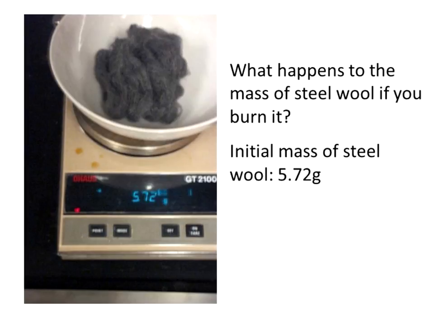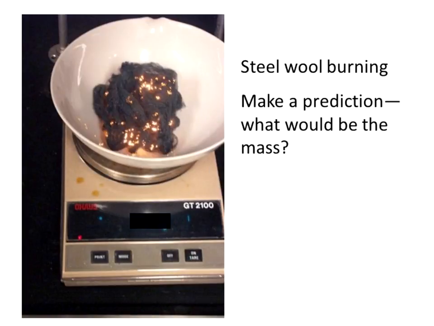So initially I took the mass of the steel wool and it was 5.72. And then I'm going to light it and it's burning. So you can see it burning in the dish here. And I want you to make a prediction. We're not going to have a poll on this, so I'm just going to ask you to think to yourself, what would the mass be? Is the mass going to go down? Is the mass going to go up? Is the mass going to remain the same? And I'd like you to think a little bit to yourself, why am I giving that answer? Why am I saying it's either going to go up, go down, or stay the same?